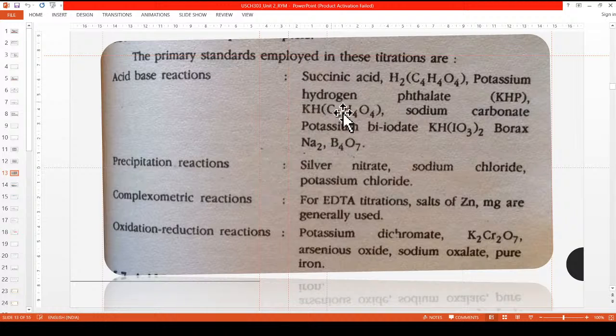Examples of primary standard, and in different types of titrations, how different primary standards are used. Like for acid base titration, these many are primary standards. So while preparing for examination, you will have to remember examples under acid base titration, examples under precipitation titration, complexometric titration, oxidation reduction, etc. Remember every example. Like a question can be: which of the following is not a primary standard used in acid base titration. Here the words I have used are "which of the following is not".